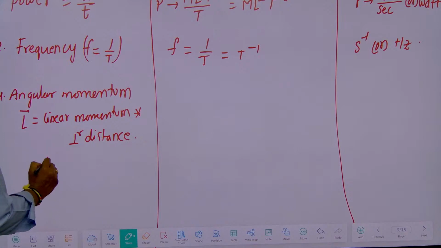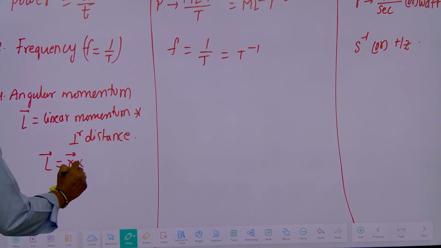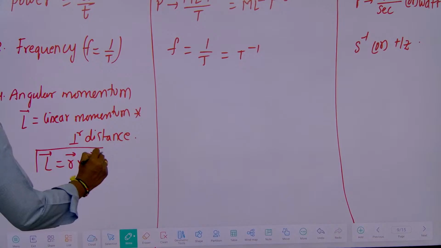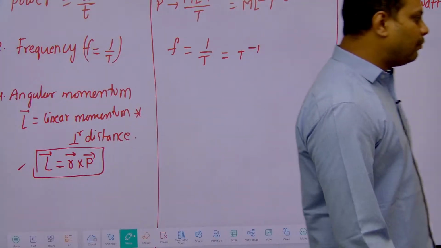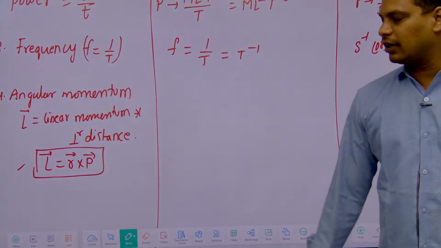Then the formula is L bar is equal to r bar cross p bar. So this is the formula for angular momentum, L bar is equal to r bar cross p bar.